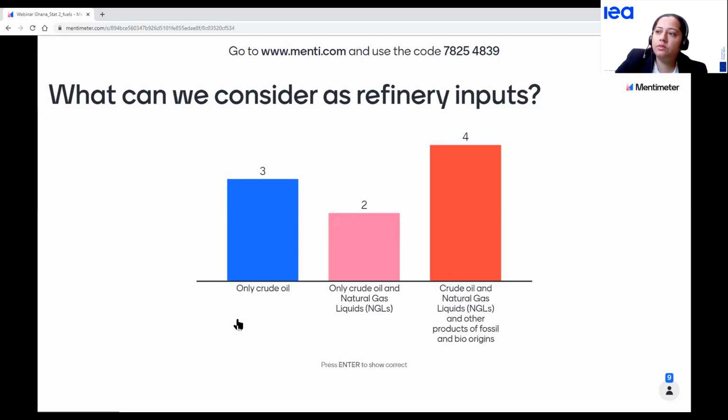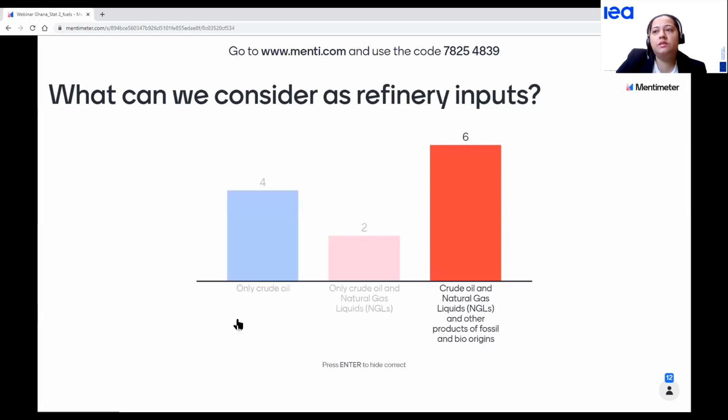Wait a few more seconds to allow for people to answer. And here the correct answer is indeed, in a refinery, you can put as input crude oil, natural gas liquids, and also other products of fossil and bio origins.